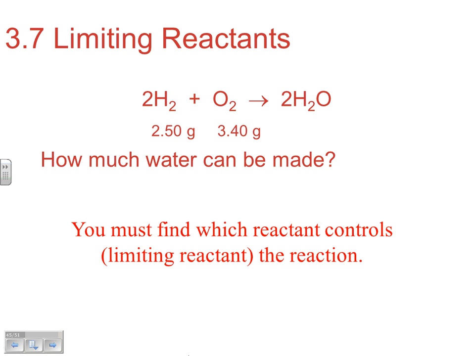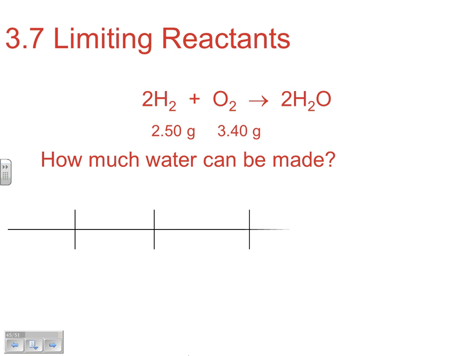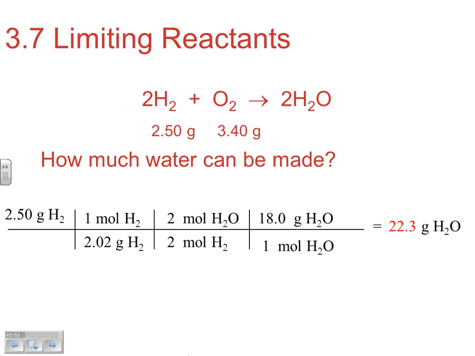So to find the limiting reactant for this reaction, the one that controls everything, we're going to predict how much water each one can make. And the one that makes less is going to be our limiting reactant. So 2.50 grams of hydrogen. First, use molar mass to get it to moles. Notice here I'm using hydrogen to extra significant digits because I don't want to limit significance. Then I use my mole ratio of hydrogen to water, and then I use my molar mass of water. From that much hydrogen, if I had enough oxygen, I could make 22.3 grams of water.